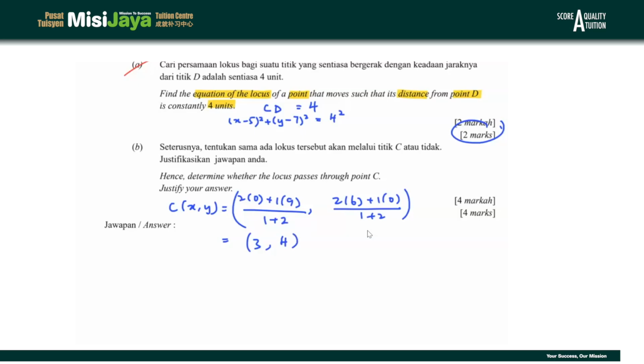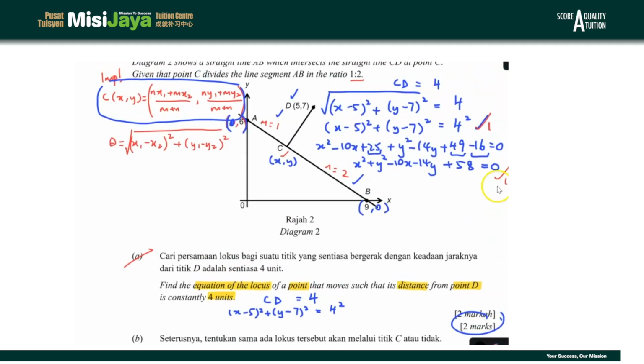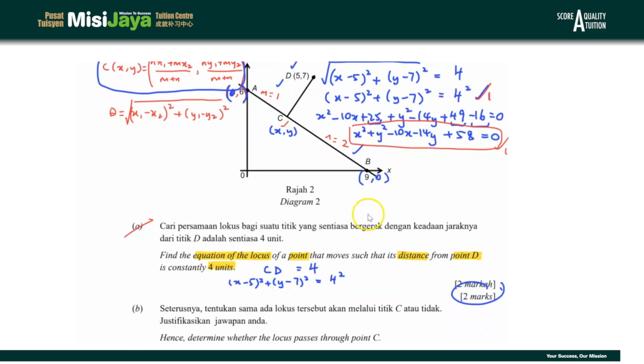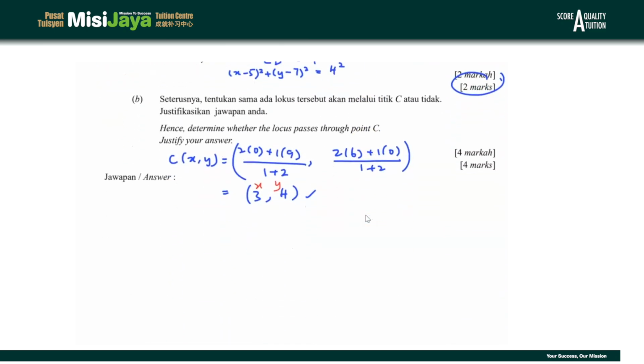So to know whether this coordinate (3, 4) lies on the locus or not, we're going to substitute this x and y into the locus and see whether we'll get 0 or not. Our equation of locus is x squared plus y squared minus 10x minus 14y plus 58 equals to 0. Let's say we don't know that it is equal to 0. So I'm going to substitute the x and y of coordinate C into the equation of the locus.